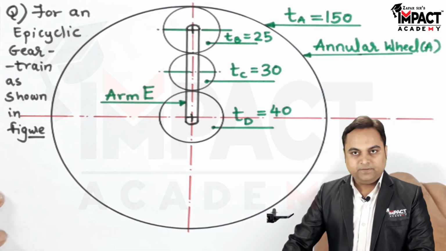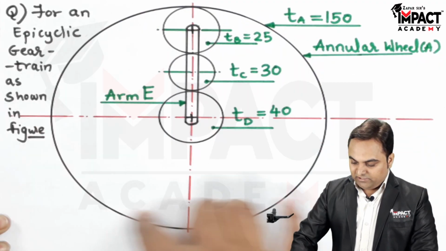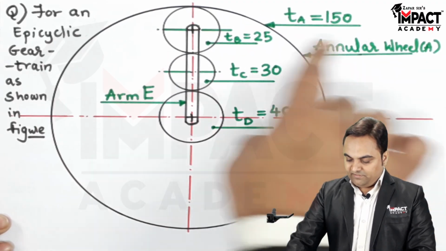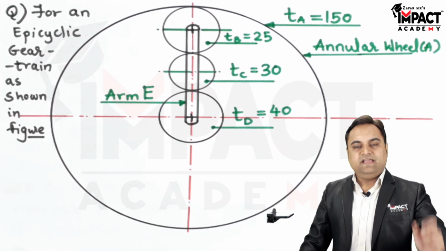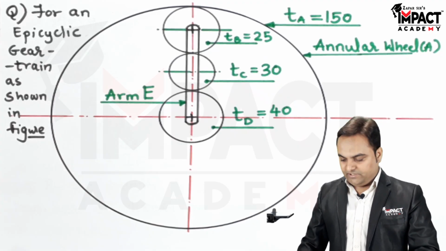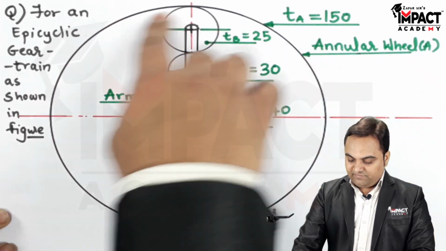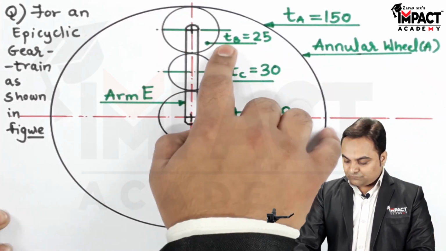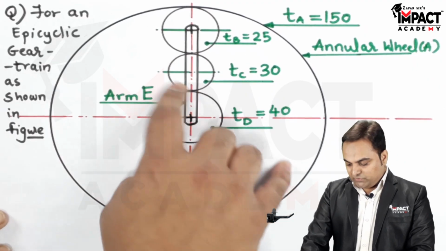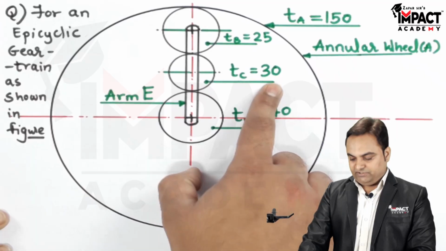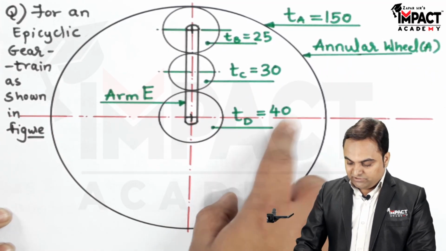The diagram is given, and in this diagram there is an annular wheel A, which means it is an internal gear, because whenever they say annular, it means internal. It is an internal gear having number of teeth as 150. This internal gear is in mesh with gear B, whose number of teeth is 25. Then it is in turn in mesh with gear C, whose number of teeth is 30. And then gear D, whose number of teeth is 40.